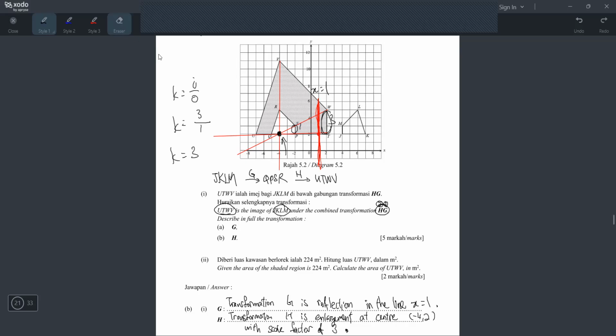But some students said, hey, how you know it's 3 divided 1? Why not 1 divided 3? Okay, I told you already, the formula is image bahagi object. That's why it's very important to write this. Okay, because if you tak tulis yang ni, how you want to describe? You don't even know siapa image, siapa object.